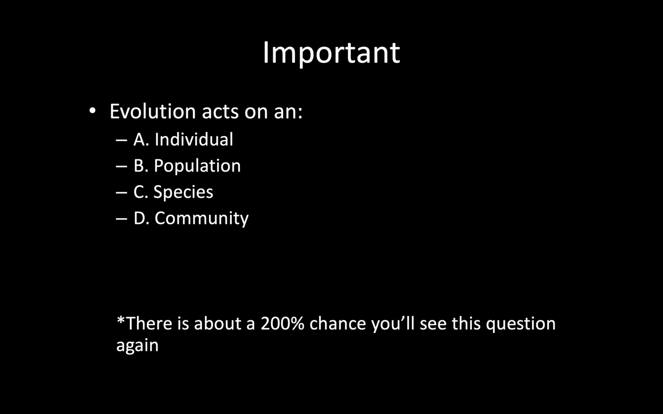Evolution acts on A, individual, B, population, C, species, or D, community. So evolution acts on a population. And the reason for that is, think about it this way. Let's think of all the squirrels that are ever around. Squirrels live in Maine, in the tip top of the United States, all the way down to Florida, all across the United States. However, the squirrels in Maine and the squirrels in Florida aren't calling each other.